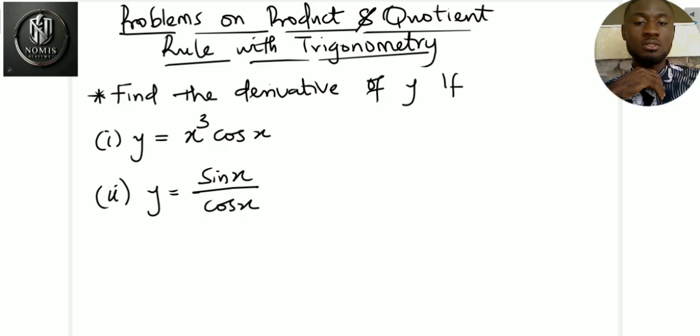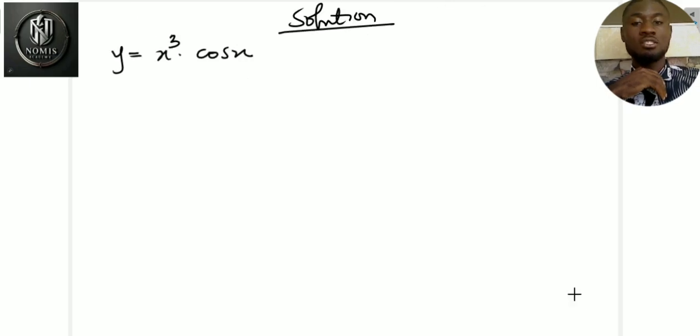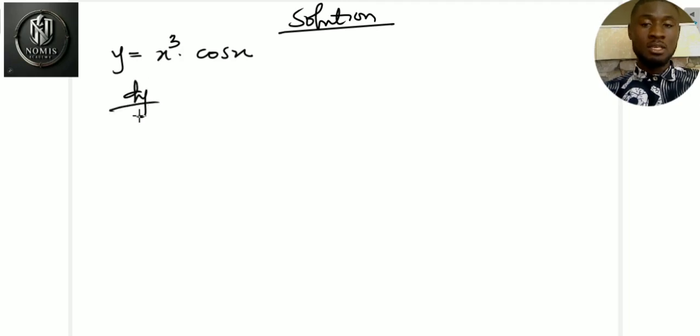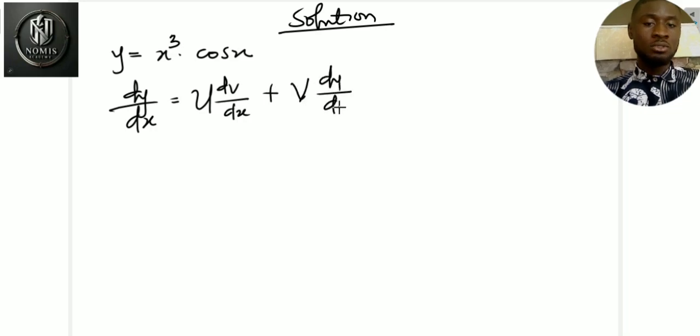So the question becomes x raised to the power of 3 multiplied by cos x. The solution follows the product rule, and therefore we must use the product formula. What does the product formula say? It says dy/dx is equal to u dv/dx plus v du/dx.